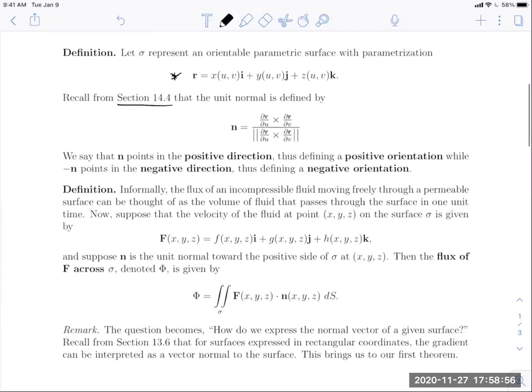All right, so now we would like to define flux. That's our main topic of this section. Informally, the flux of an incompressible fluid moving freely through a permeable surface can be thought of as the volume of fluid that passes through the surface in 1 unit time.